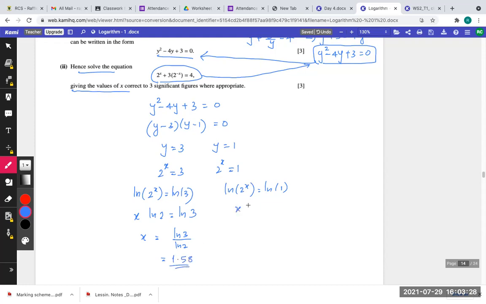And here also x ln 2 equals ln 1, meaning x equals ln 1 divided by ln 2. Ln 1 itself is 0, right? We know that log of 1 to any base is 0. So x is equal to 0 here. Giving the values of x correct to 3 significant figures, the second value is 0, the first value is 1.58. Where appropriate, you need to round to 3 s.f. So the values of x are 0 and 1.58.